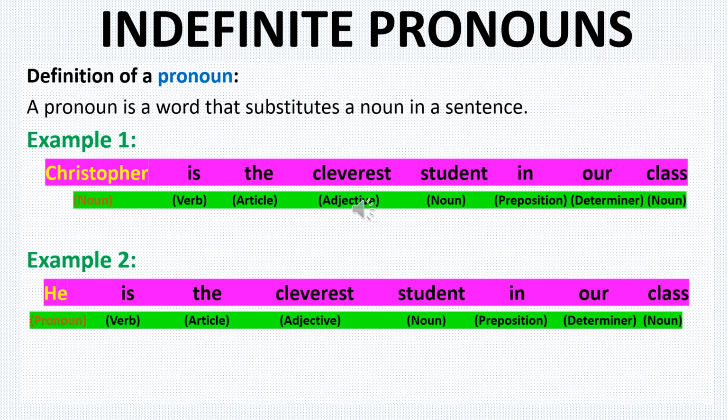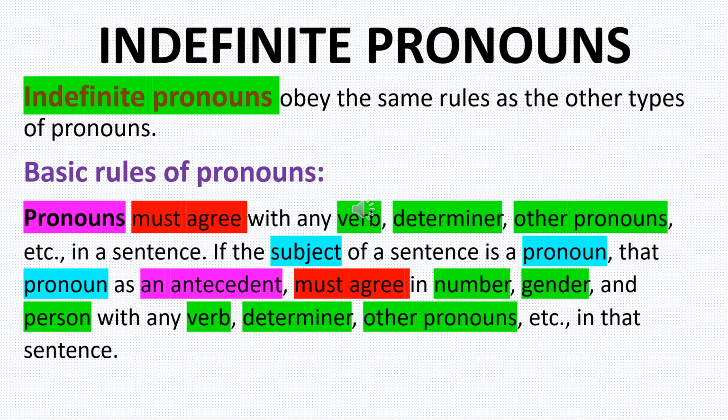For example, in the sentence, "Christopher is the cleverest student in our class," we can substitute the noun, Christopher, with the pronoun, he, and the sentence would be reconstructed as follows: he is the cleverest student in our class. In this sentence, you can see that the personal pronoun, he, has substituted the noun, Christopher. As you know, there are different types of pronouns, among which are the indefinite pronouns. So, this is what we are going to talk about in the video.